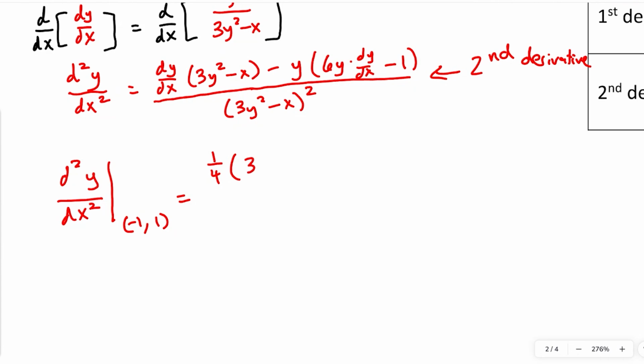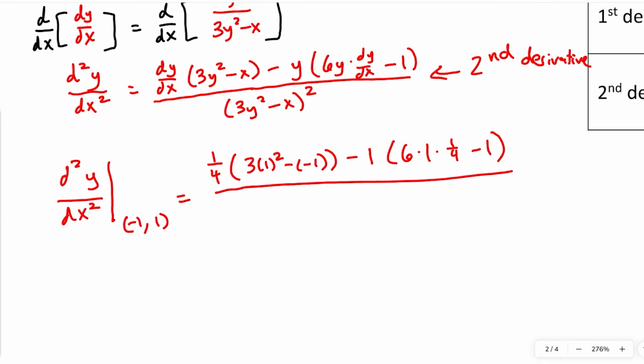So 3 times 1 squared minus negative 1, all that minus y, which is 1, times 6 times 1 times 1/4, minus 1, all over 3 times 1 squared minus negative 1, quantity squared. Whew, all right. Real shame we can't use a calculator on this one, right? But the numbers aren't that big. They're not too scary.